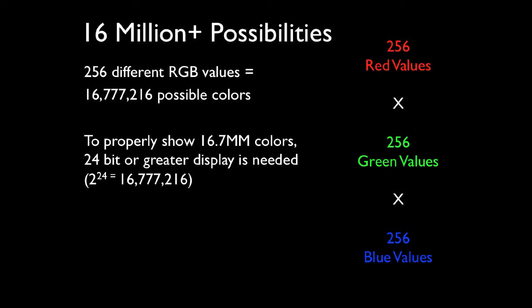Now, to properly show all those 16 million plus colors, you need a 24-bit or greater display. All right? Trust me on the math here. If you take 2 to the 24th power, that gives you your 16 million plus number. So the big question is, how common are these displays that are 24-bit or more?